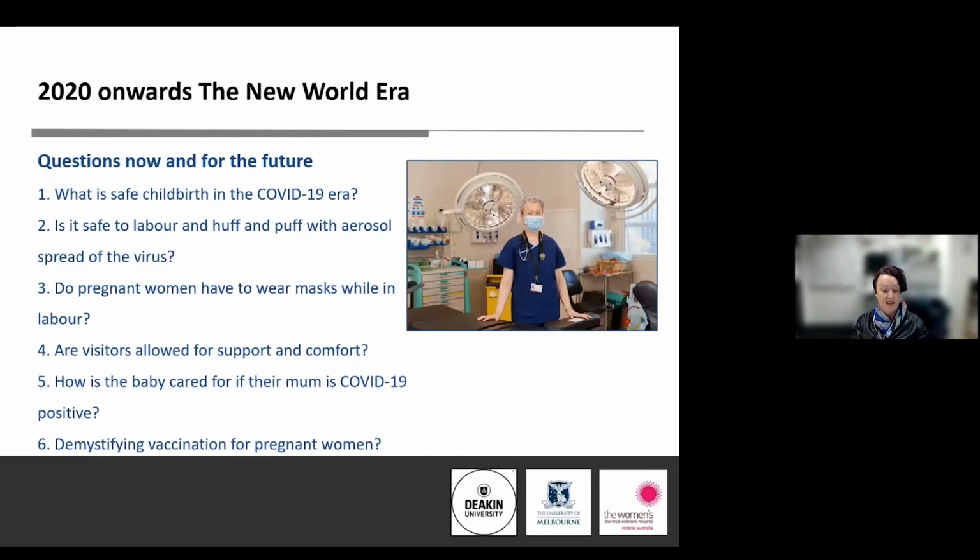We have many questions for now and for the future. What does safe childbirth look like in the COVID-19 era? Is it safe to labour and huff and puff with aerosol spread of the virus? Do pregnant women have to wear masks while in labour or when they have their caesarean section surgery? Importantly, are visitors allowed to support and comfort women in labour? How is the baby cared for if their mum is COVID positive? And one of the major roles of healthcare professionals is demystifying vaccination in pregnant women. These and many other questions occur, and we are working through the answers to these questions now.